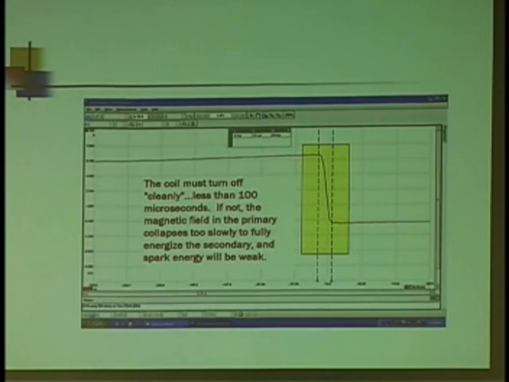Another thing with these coils, if you're going to get a good strong spark, you've got to turn that coil off very quickly. It's like 100 microseconds. Anything more than that, and there's an issue with the driver. But with the scope, I can zoom right into that current pattern and measure that if I suspect that's an issue.